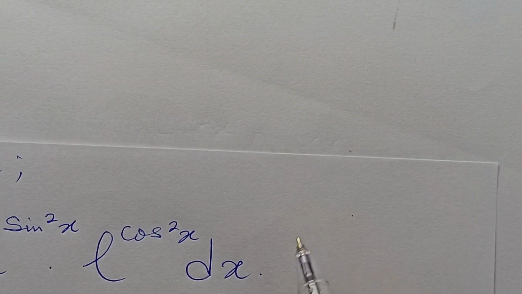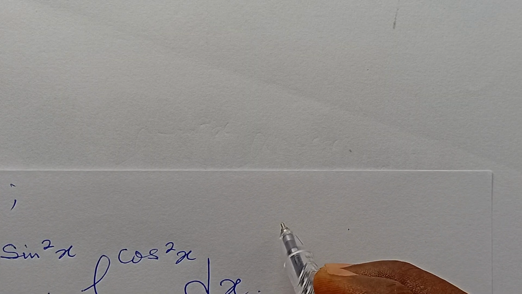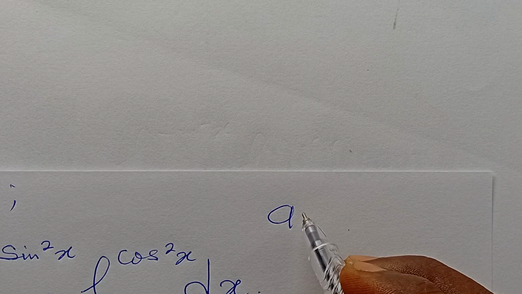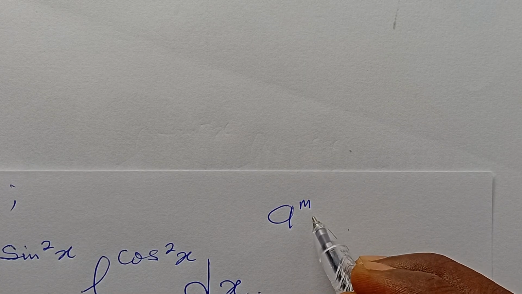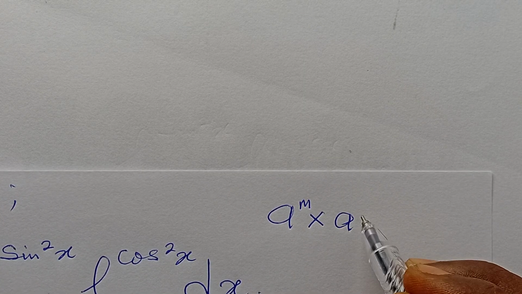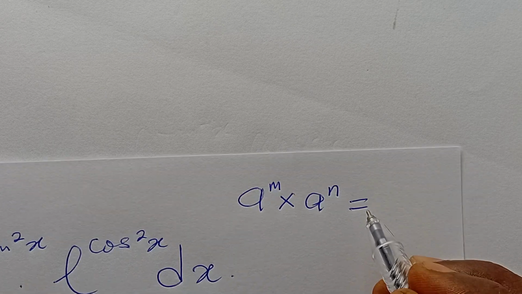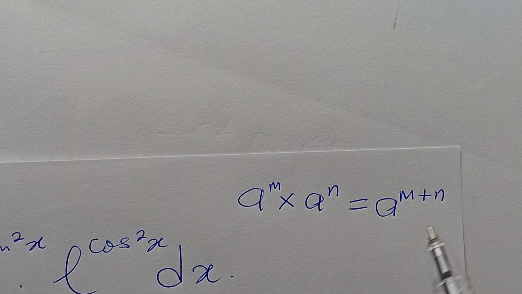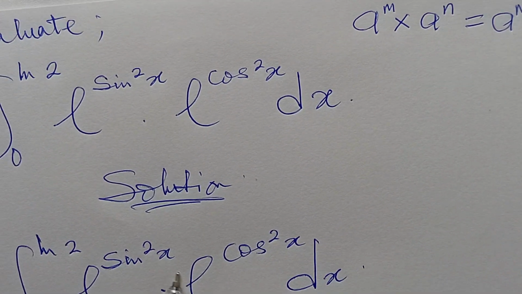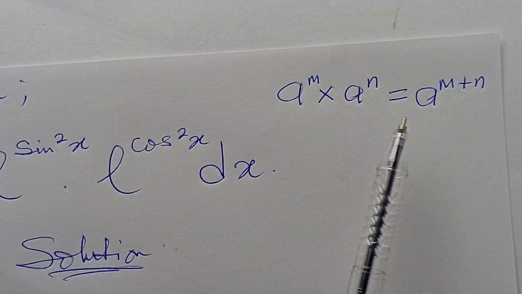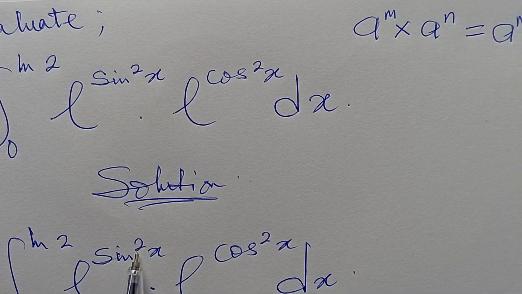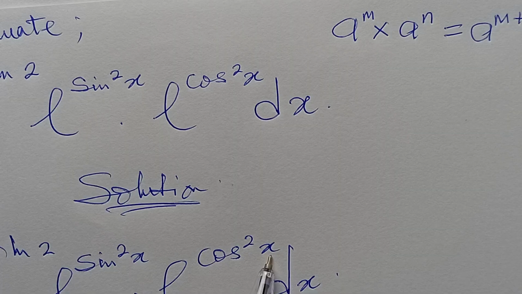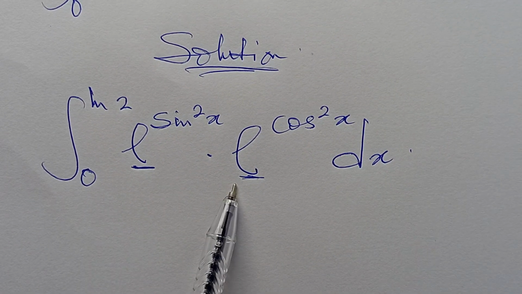So the law says that a to the power of m times a to the power of n is equal to a to the power of m plus n. Now in this question, you discover that our m is sine square x and our n is cos square x. And so we're going to rewrite the whole of this expression.